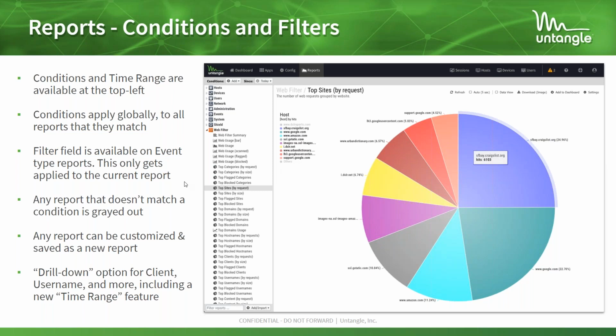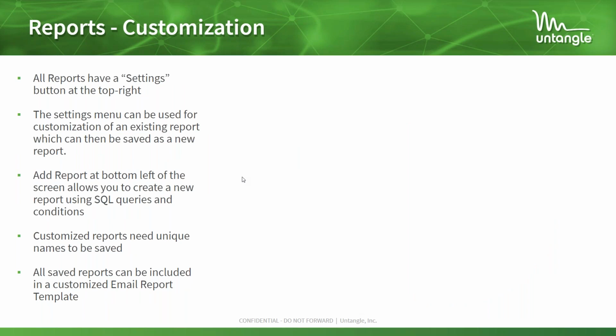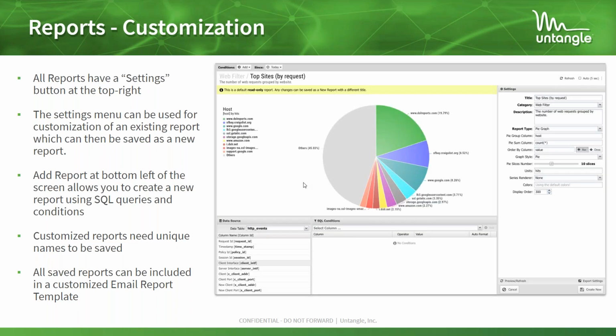Okay, let's talk about actually customizing reports. All reports have a settings button at the top right corner up here. This is actually showing you the settings view for this specific report. The settings menu allows you to customize an existing report and then save it as a new report. Any report that you create does need to have a unique name, otherwise it won't save. Our system does require unique names on all of our reports.